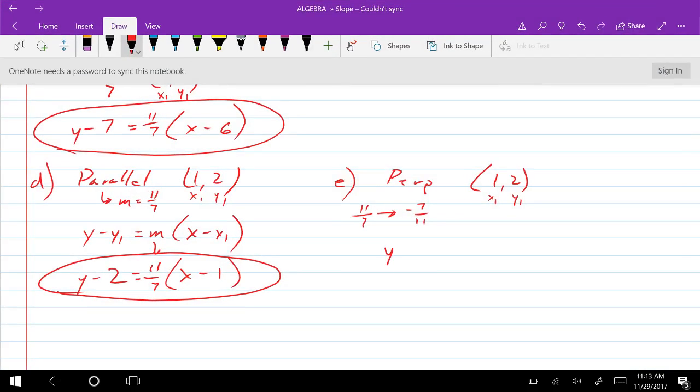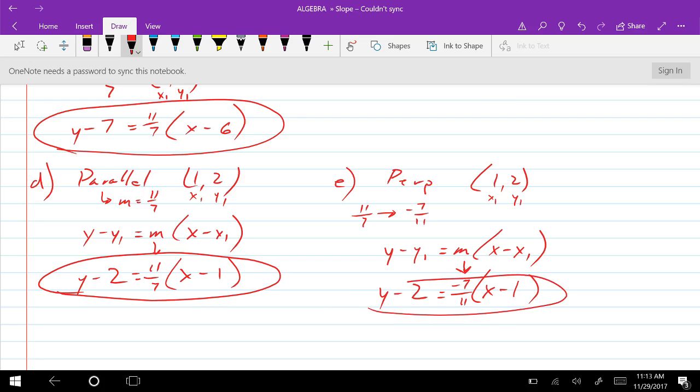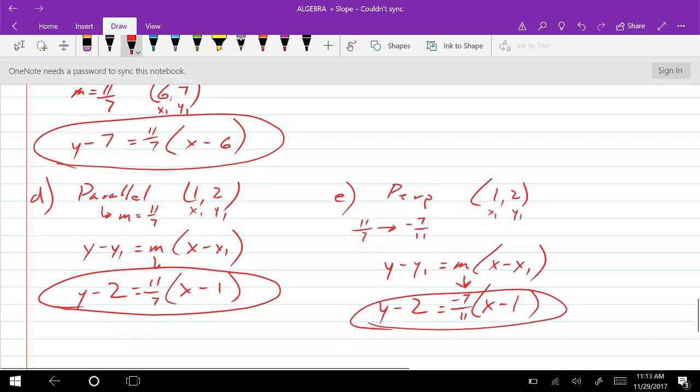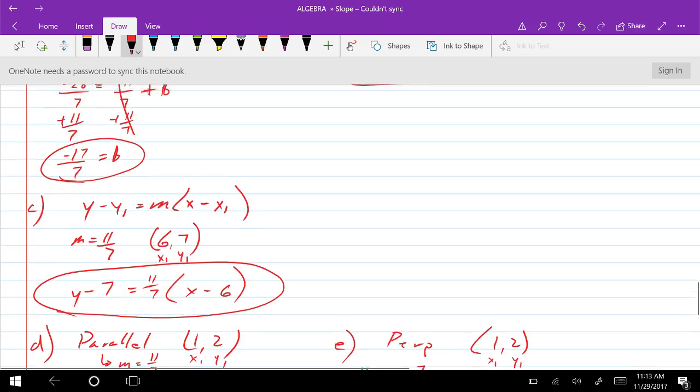So I'm going to plug it in point-slope form also. y minus y1 equals m times x minus x1, where my slope is now -7 over 11, and my x is 1, so it's going to be x minus 1, and my y1 would be 2. And that's it.